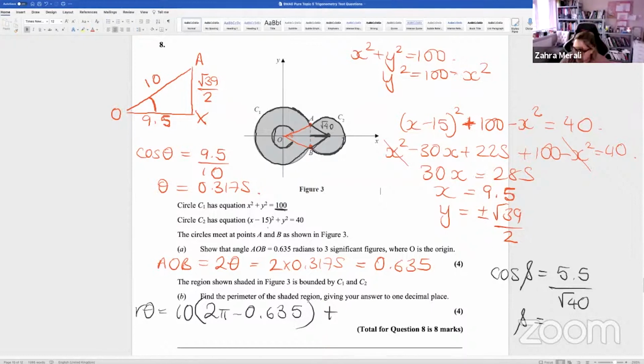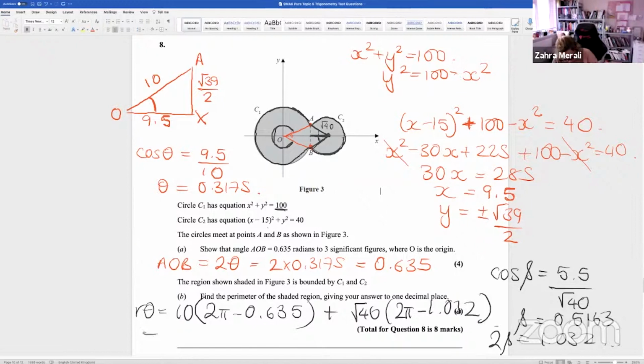So we get 0.51, and again, that's only half. So we want to double it. So yeah, 0.5163. So let's say 2 beta, and then times that by 2. 1.032. And so we're going to do 2 pi times that, times by root 40. So root 40, 2 pi minus 1.032.